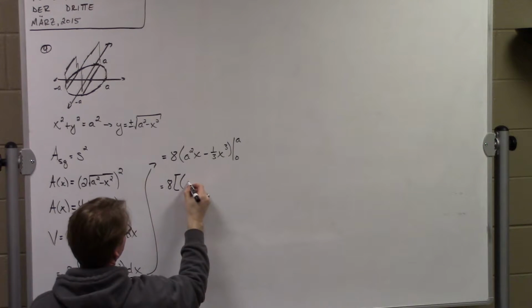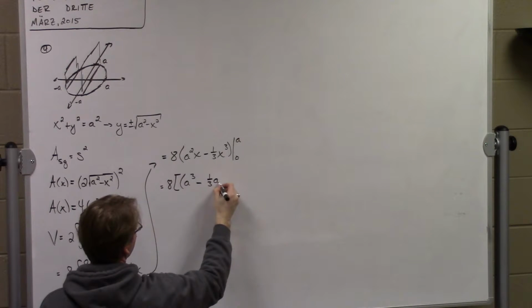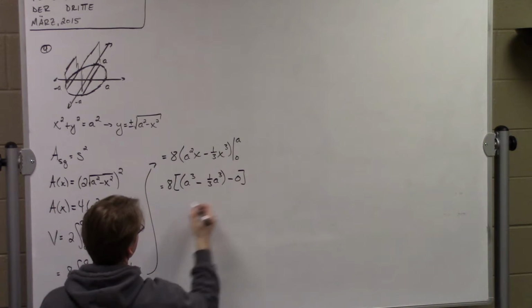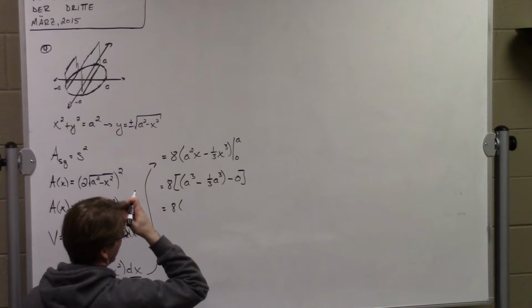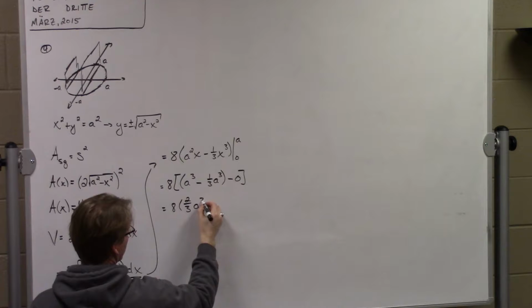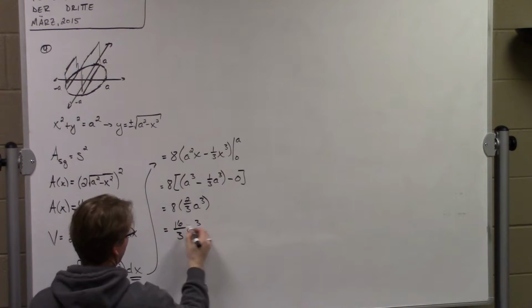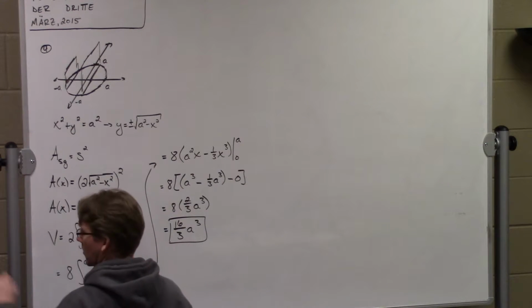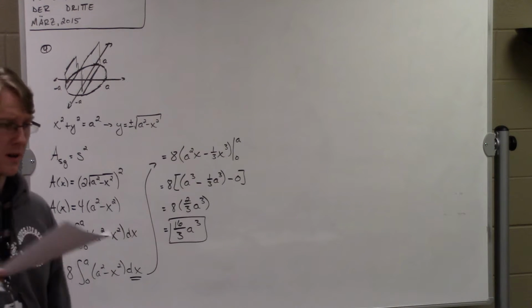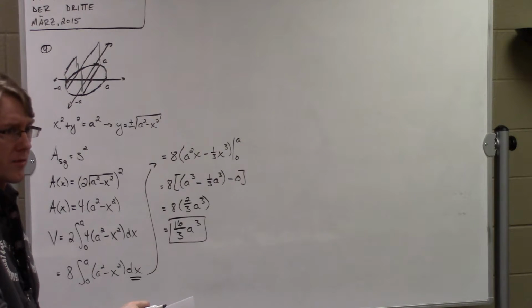If I stick in a, I'm going to get a cubed. If I stick in a here, I'm going to get 1/3 a cubed. If I stick in 0 for x, I get 0. So I'm going to have 8 times a cubed minus 1/3 a cubed, which is 2/3 a cubed, for a grand total of 16/3 a cubed. This is the exact same work you do when there's a number. I think it just freaks you out a little bit because there's a variable and not a straight up number for the problem.